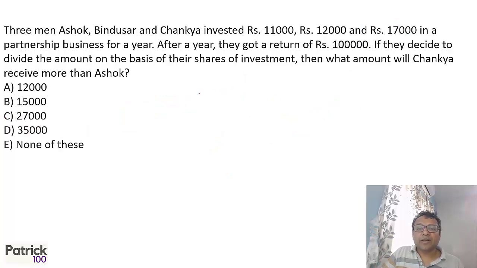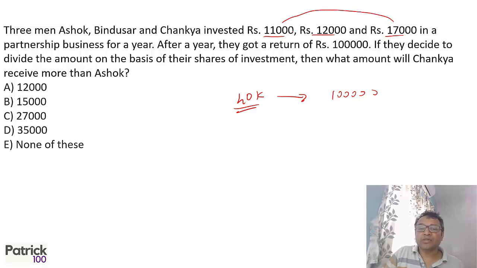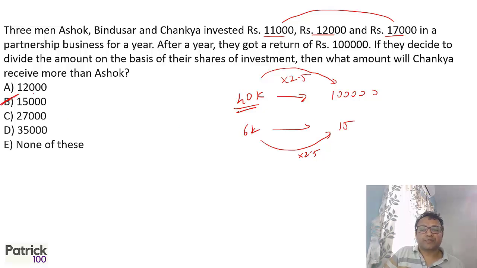So here the investments are 11,000, 12,000, 17,000. Total investment is 40,000. 40,000 stands for 1 lakh, that's the total return. Now the difference between C and A is 17,000 minus 11,000, 6,000. 40,000 stands for 1 lakh, so 6,000 stands for how much? If you notice, it is into 2.5 times, which becomes 15. So which is B option?